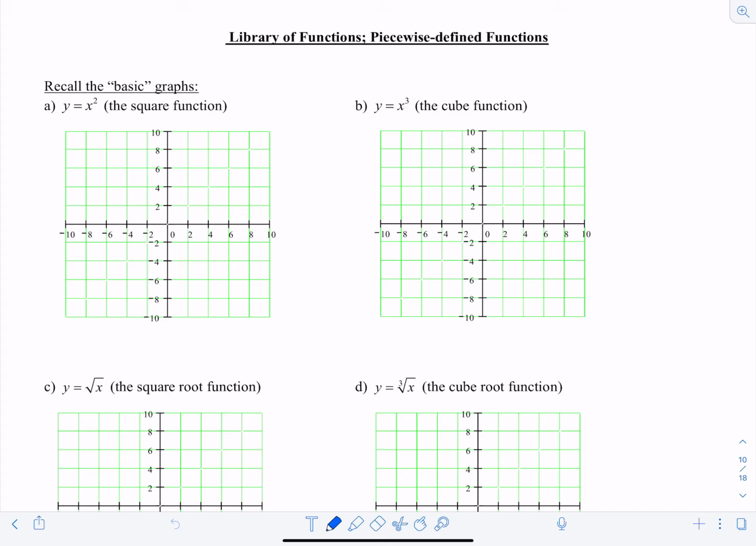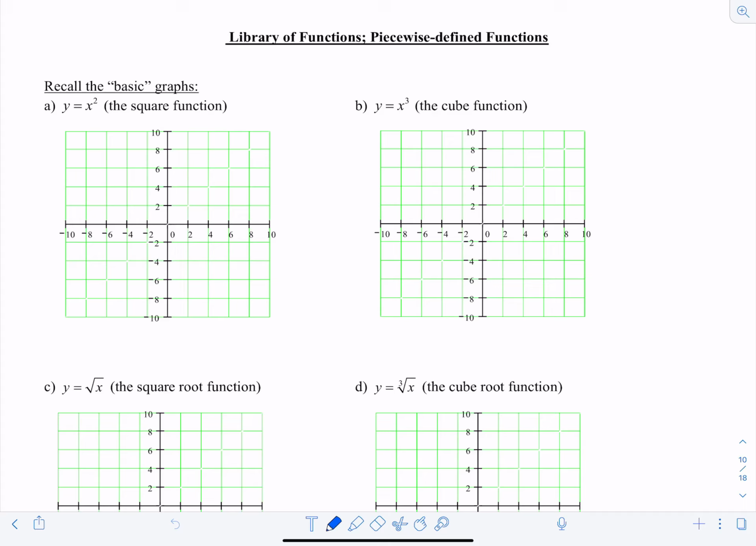This is Precalculus video lecture number 8 on library of functions and piecewise-defined functions. Now, to start off this lesson, we're going to go over 7 basic graphs or parent functions, and it's going to be crucial that you put all of these properties and shapes to memory as well as the key points, because coming up in the next lesson, we're going to learn how to apply transformations.